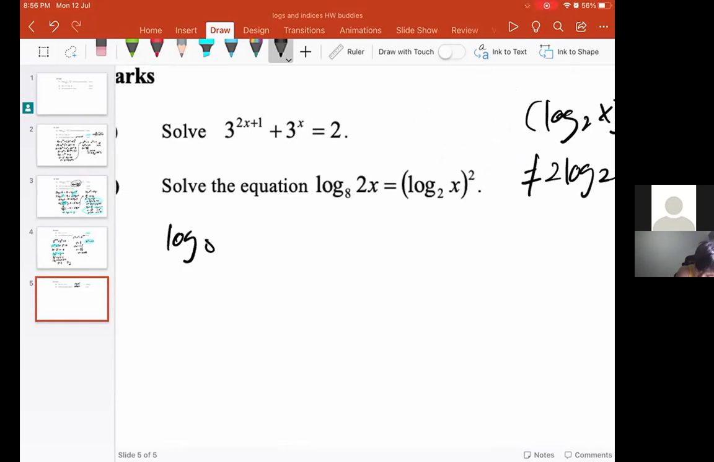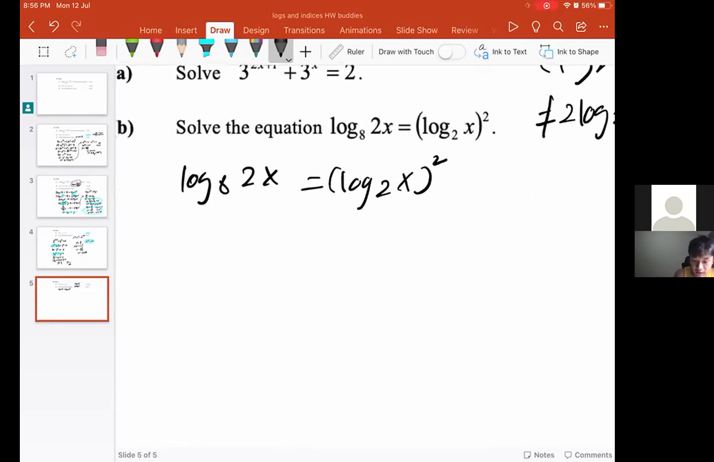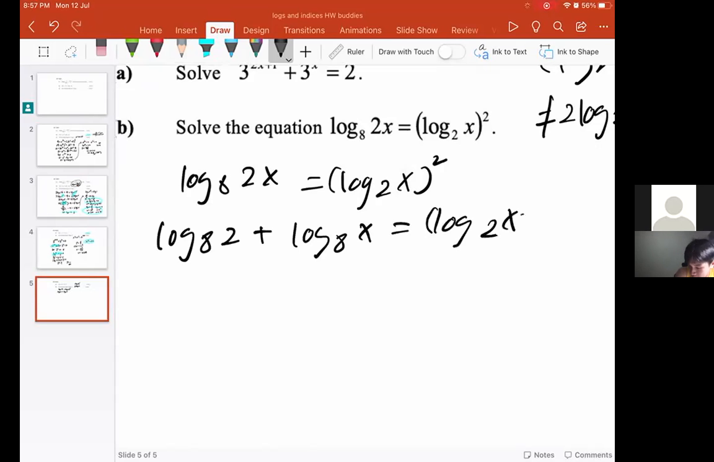So we've got log 8 (2x) equals (log 2x) whole thing squared. So let's slowly take it approach by approach. Log 8 (2x) is actually log 8 of 2 times x. So we can break it into log 8 2 plus log 8 x. This will be using your log addition rules. And we keep the right-hand side as it is.